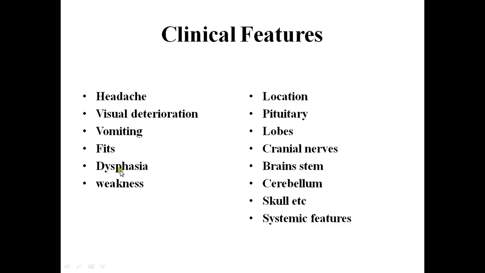When speech is involved, the patient can have dysphagia, or there might be weakness when the motor strip is involved. And according to the location, if it is a pituitary tumor, the patient can have hormonal problems, and when its size is increasing, going upward, compressing the optic chiasm, the patient can have visual problems in the form of decreased vision and field defects like bitemporal hemianopia.